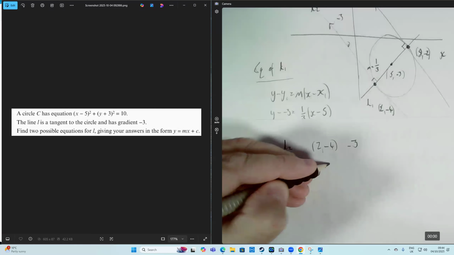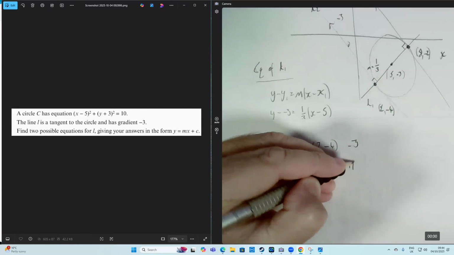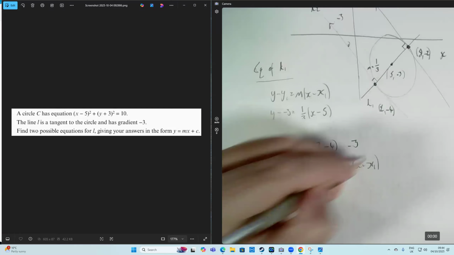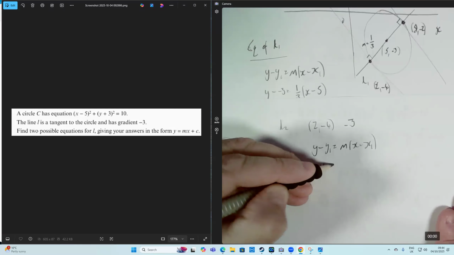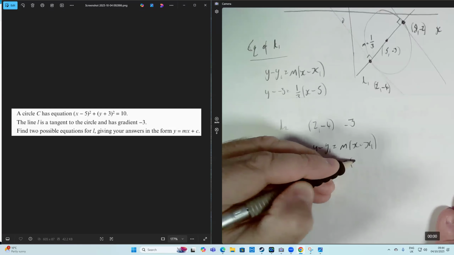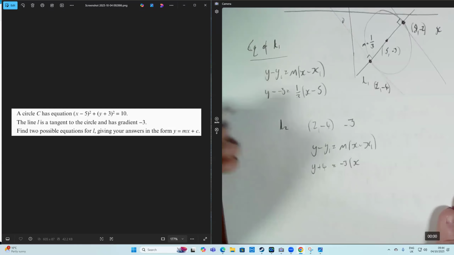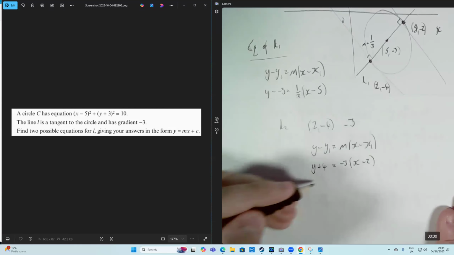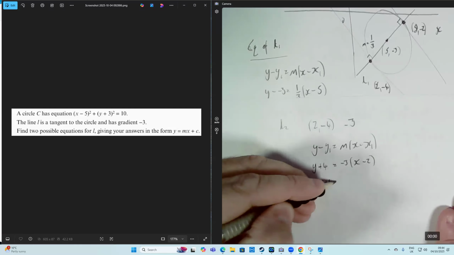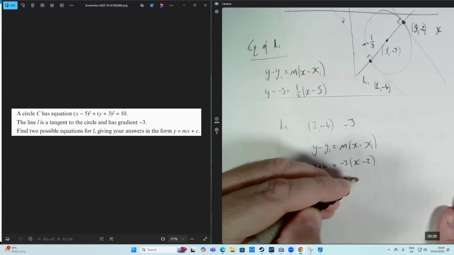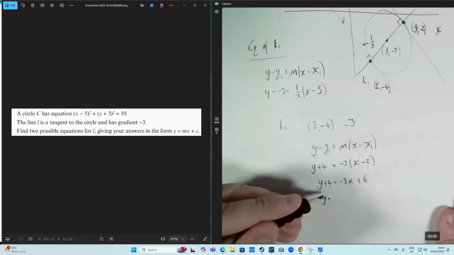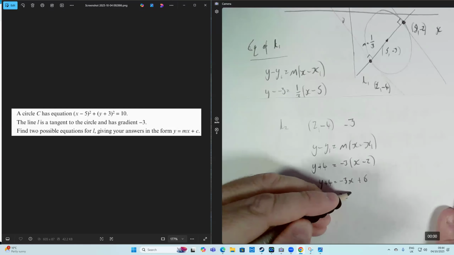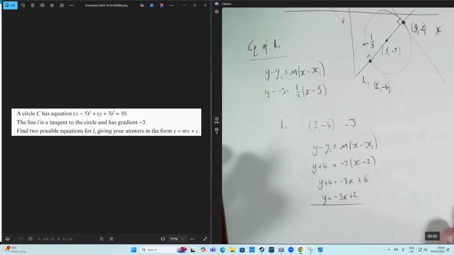So we use y minus y1 equals m times x minus x1. So therefore y minus minus 4, which is y plus 4, is equal to minus 3 times x minus 2. Okay, so from this we've got y add 4 equals minus 3x add 6. So therefore y is equal to minus 3x add 2. Perfect, that's the equation of one of those lines.